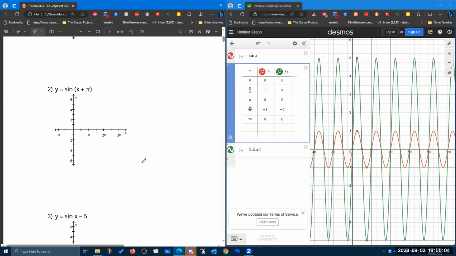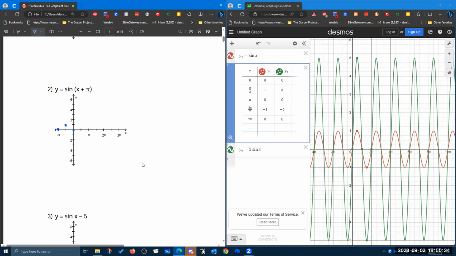So now what happens when I add or subtract something on the inside? Well, that's going to be something called a phase shift later when we talk about it, but it's just a horizontal shift. So we're going to take those points that we had and move them pi to the left. So 0, 0 gets moved over to pi. We still have pi over 2 later. We have our maximum, and it's still at 1 because we haven't stretched the graph at all.